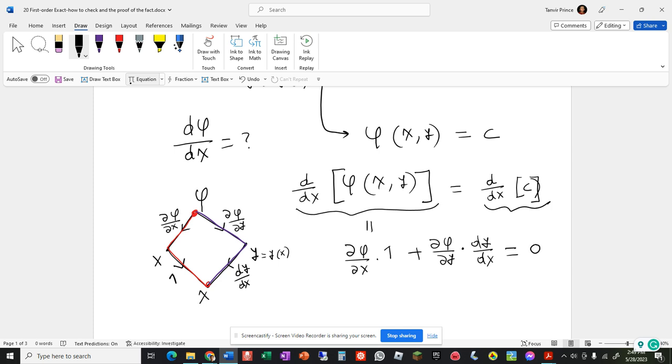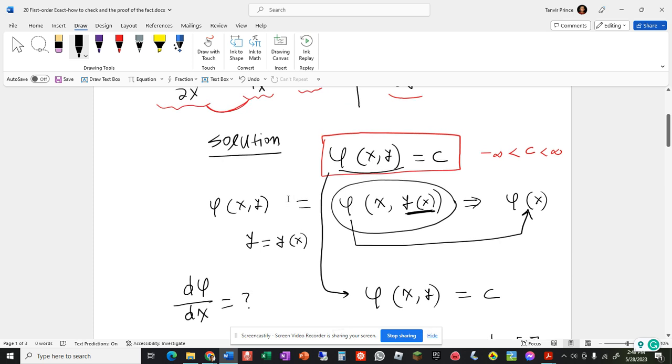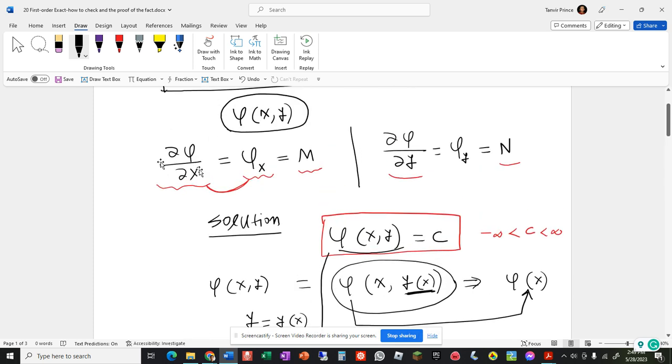Now remember, my phi is not any phi. Phi satisfies this equation: the partial of phi with respect to x is M, and the partial of phi with respect to y is N. So let's substitute that here.